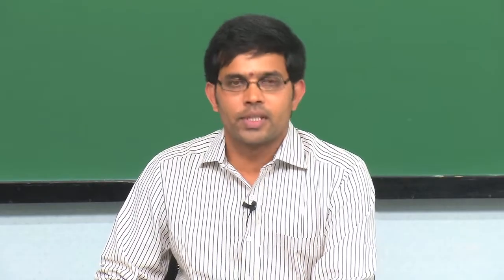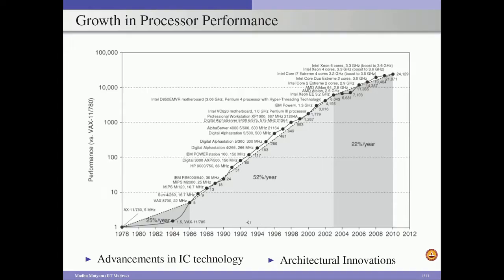If you see the graph, we can find 3 regions. One is from 1978 to 1986. In this period, the processor performance improved almost 25% per year. The second phase is 1986 to 2003, where the processor performance increased significantly at a rate of 52% per year. In the last phase, the performance was not improved as much as in the previous periods, but there is some improvement, like 22% per year.